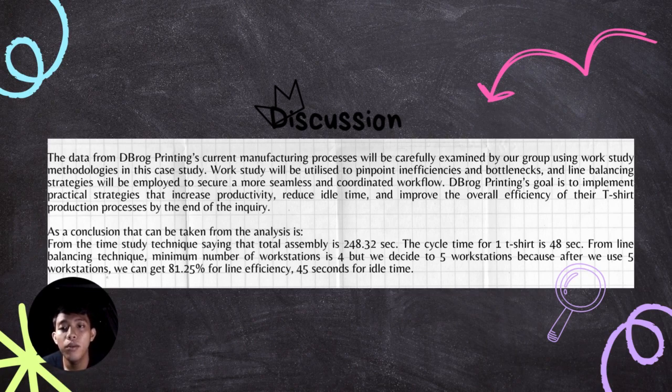As a conclusion that can be taken from the analysis, the time study technique shows that the total assembly is 248.32 seconds. The cycle time for one t-shirt is 48 seconds. From the line balancing technique, the minimum number of workstations is 4, but we decided to choose 5 workstations because after we use 5 workstations, we can get 81.25% for line efficiency and 45 seconds for idle time.